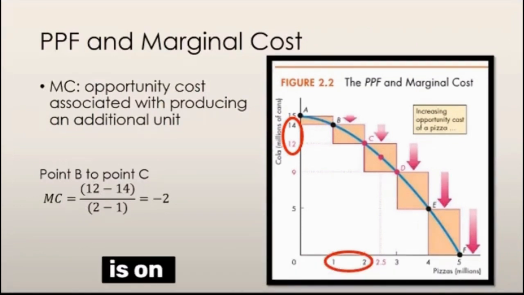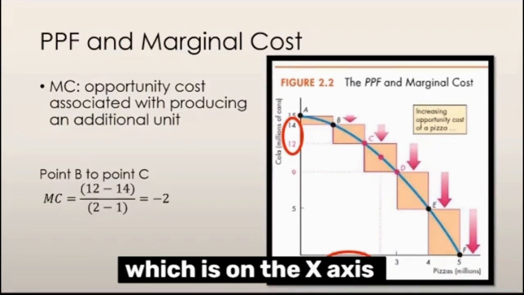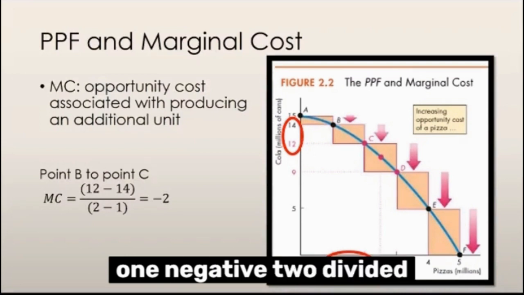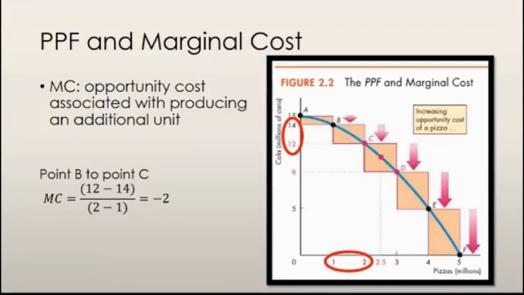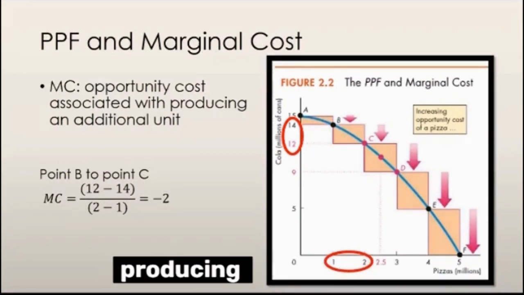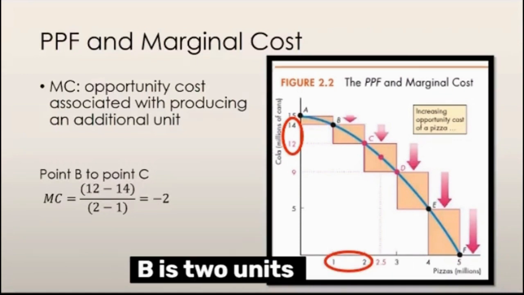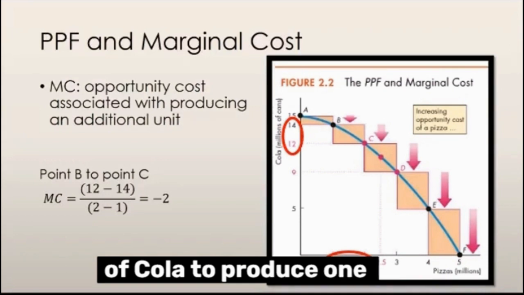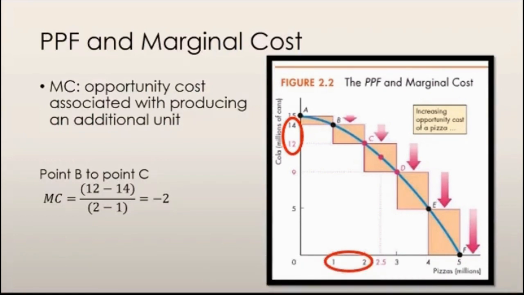The change in cola, which is on the y-axis, is -2, and the change in pizza, which is on the x-axis, is 1. -2 divided by 1 is equal to -2. Thus, the marginal cost of producing pizza at point B is 2 units of cola. We are giving up 2 units of cola to produce 1 unit of pizza.